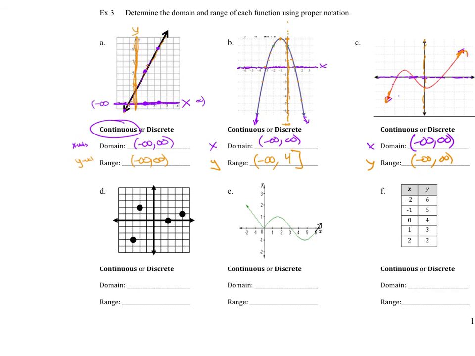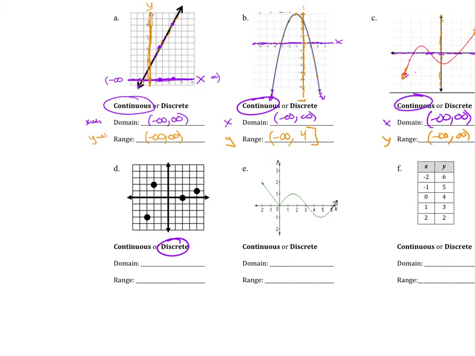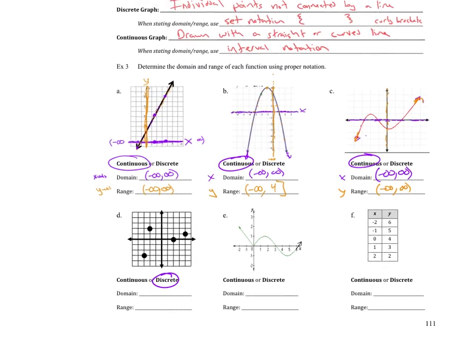Okay, D. Whoa, hold on. We forgot. Those both are also continuous, B and C. But problem D. This one's discrete because it's separate dots. Instead of continuous connected, this is discrete. Disconnected. Actually, that kind of works. Discrete, disconnected. Okay, so domain, and we are told to write it with set notation.